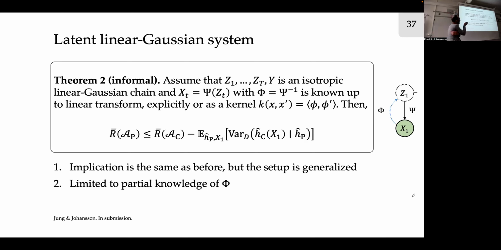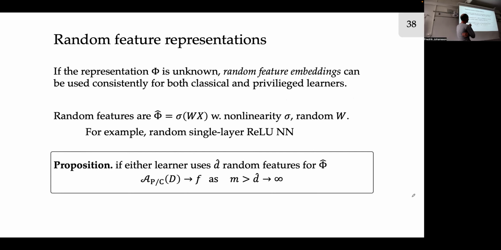I said I was cheating here in the sense that I assume I already know phi a little bit. And we do something to say that you can do something even when phi is completely unknown. So what we do is to use something called random feature representations. If we don't have phi, we can at least show that random feature embeddings lead to consistent learning for both the classical and privileged learner.